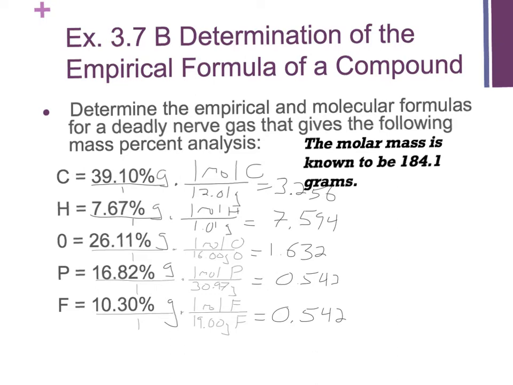Now this is a much more difficult problem to just see with your eye, and there's 5 of them, but the idea is the same. We want a whole number ratio. We're going to divide them all by the smallest number to give us whole numbers. It's this 0.0542, 0.0543, they're about the same. If we divide everything by that, 0.542, this one is 0.542.